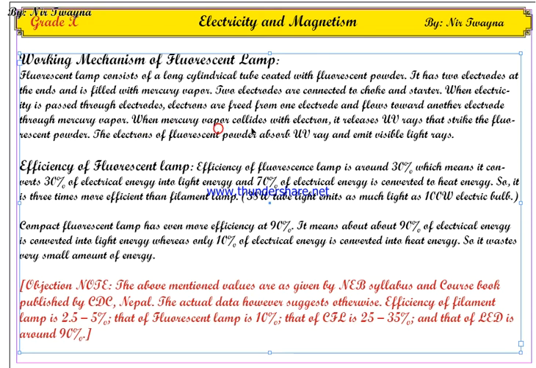When mercury vapor collides with electron, it releases UV rays that strike the fluorescent powder. The electrons of fluorescent powder absorb UV ray and emit visible light rays. Okay, this much. Any confusion?